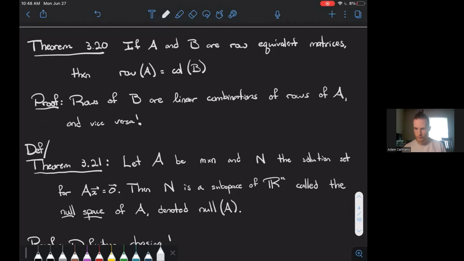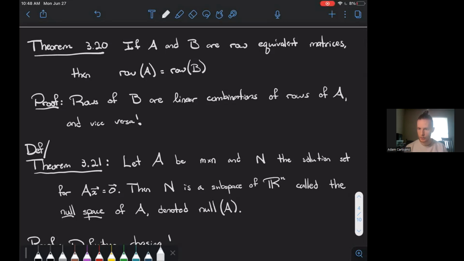So this is some miscellaneous definitions and facts about different subspaces. For example, if A and B are row equivalent matrices, then they have the same row space. The row space of A should be the row space of B. Row equivalent matrices should have the same row space.